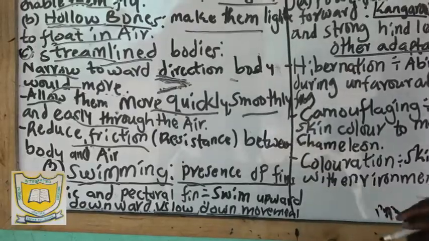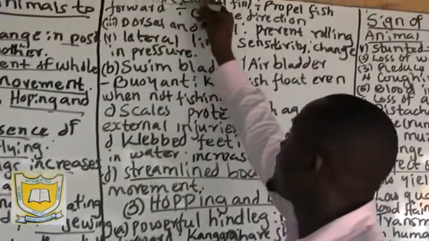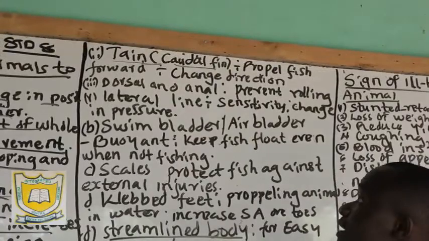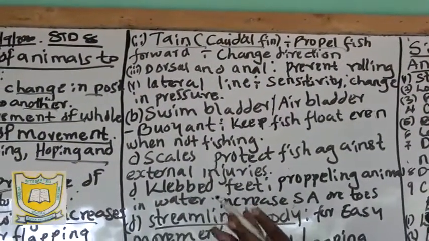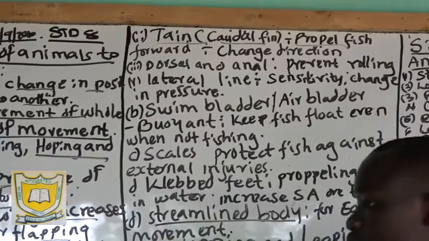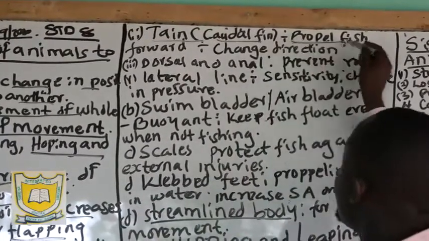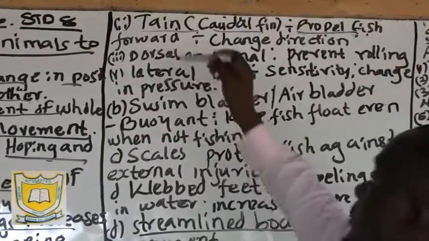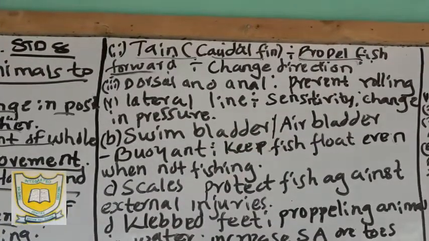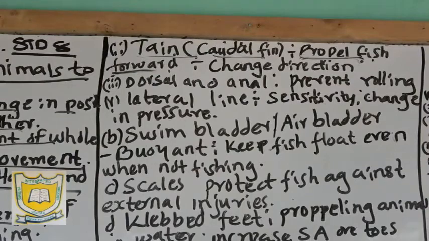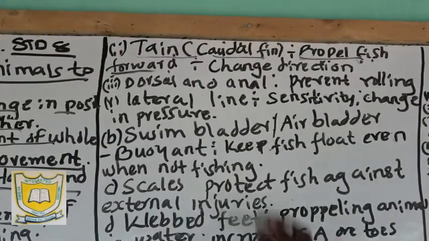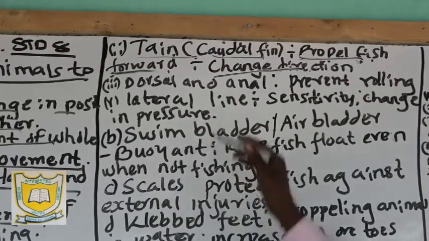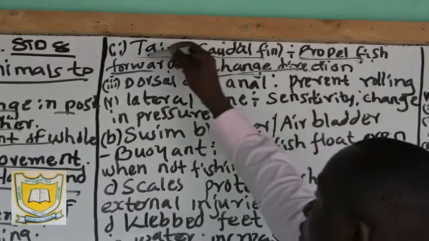So the pelvic and the pectoral fins, as we have seen, help this fish to reduce the speed of movement. Number two, we talk of the tail fin or the caudal fin. We say this one propels the fish forward. So if the fish wants to move forward, this is the fin that helps it to move in water. Also, when the fish wants to turn or change direction, if it was moving this way and it wants to turn, it will have to use the tail fin, so that it can change direction, either to move downwards or sideways.